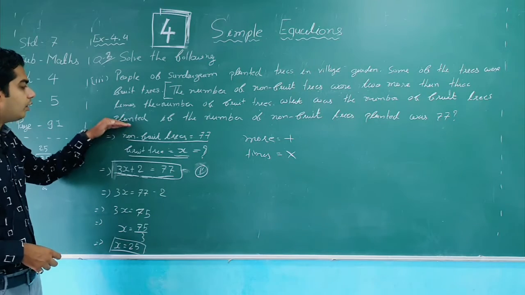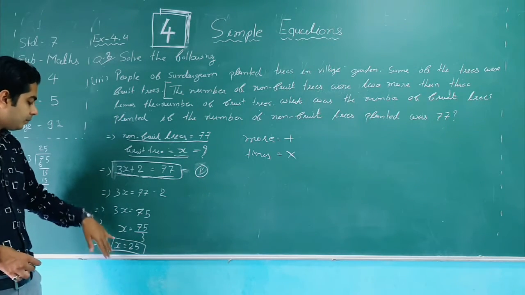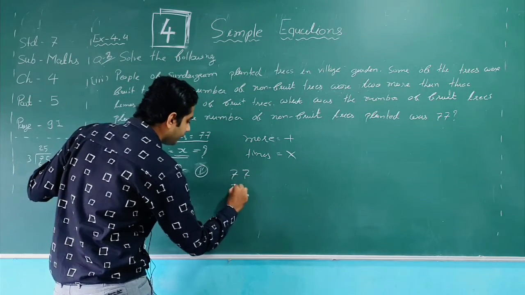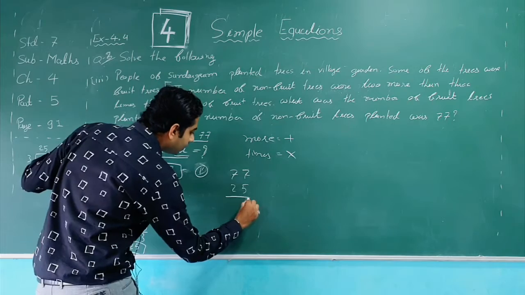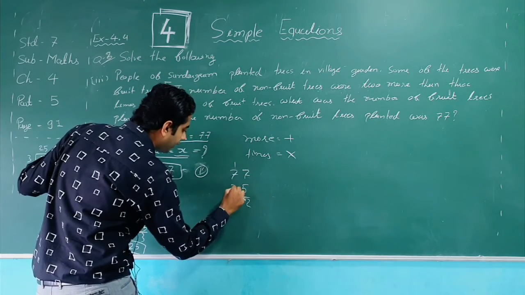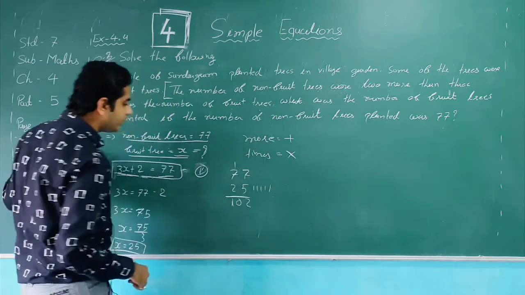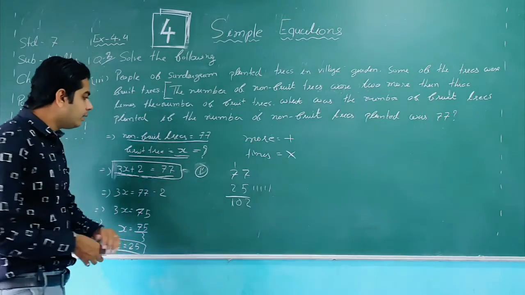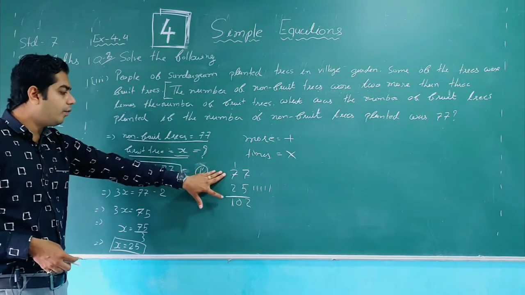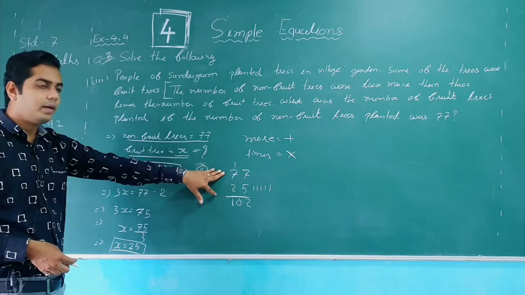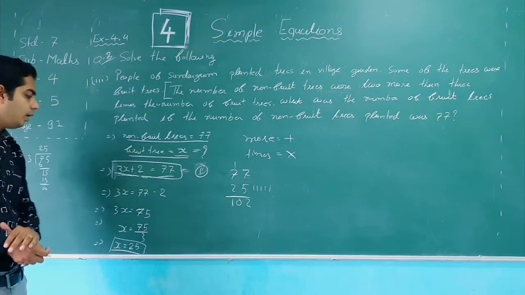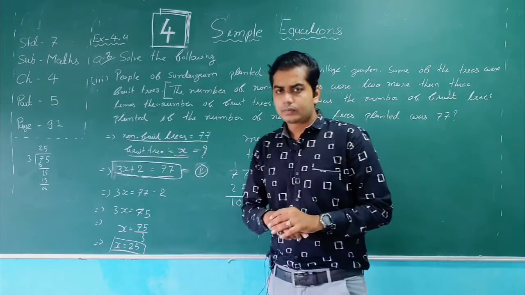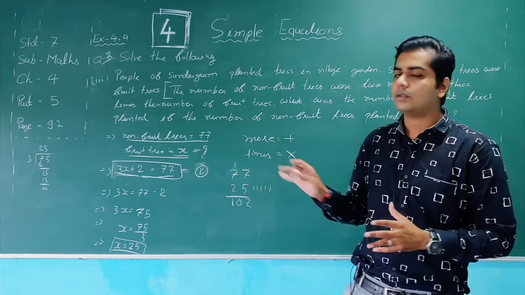So 77 is the non-fruit trees and 25 is the fruit trees. So if we add them up and check, how much will it come? 77 plus 25, that is 102. So 102 trees were planted in total by the village people, and from the 102, 77 is the non-fruit trees and 25 is the fruit trees, which we found out. So that's how you can solve question number 3. So here our whole exercise 4.4 is complete.